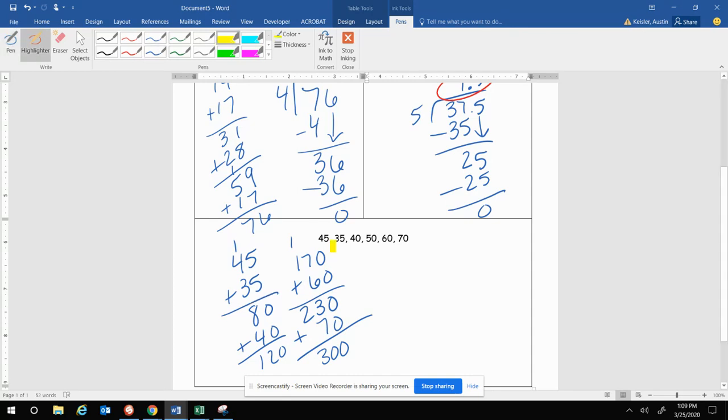So obviously 300 is not the average, so I'm going to divide it by 1, 2, 3, 4, 5, 6. So I'm doing 300 divided by 6. And I know that 30 divided by 6 is 5, so 300 divided by 6 has to be 50.